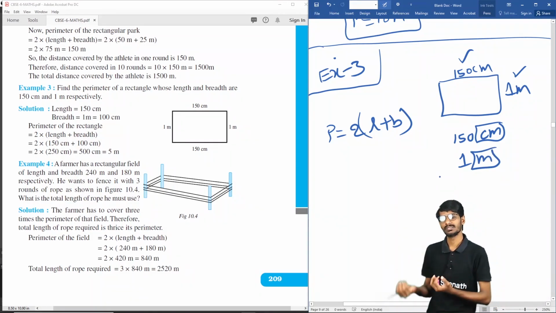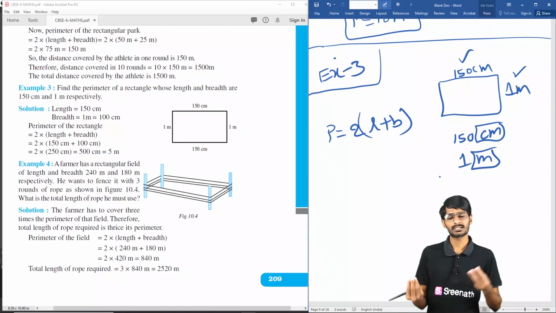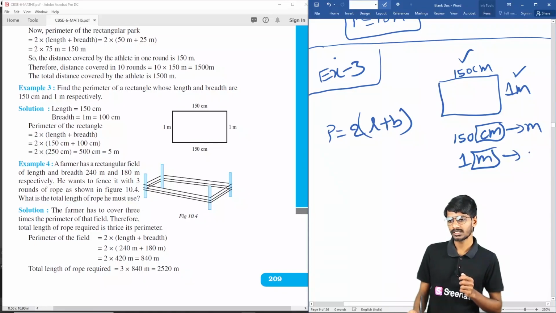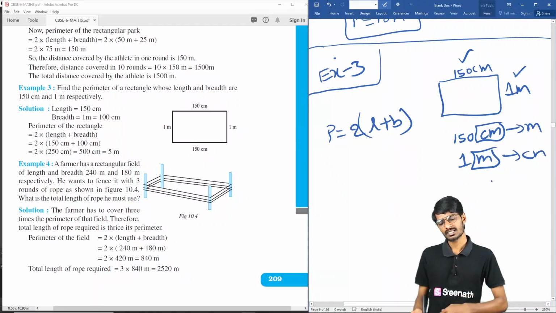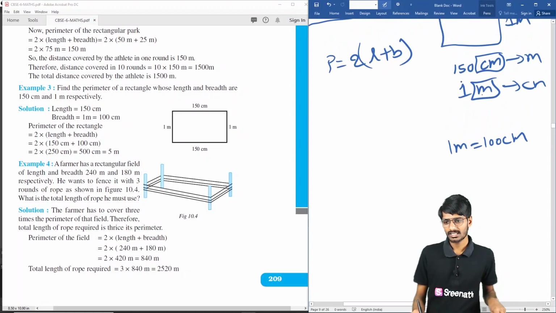So we can't add meters and centimeters. We can add meters and meters, we can add centimeters and centimeters, but we can't add meters and centimeters. So what we have to do is, either convert it into meters or convert it into centimeters. The easiest method is converting these meters into centimeters. We know that 1 meter is how much, friends? It is 100 centimeters. So here the length is 150 centimeters and the breadth is 100 centimeters.